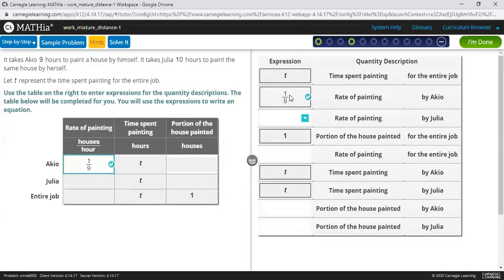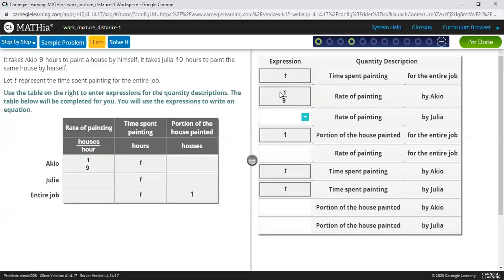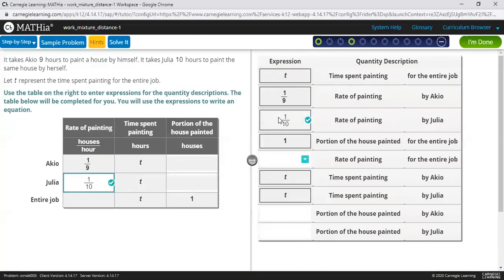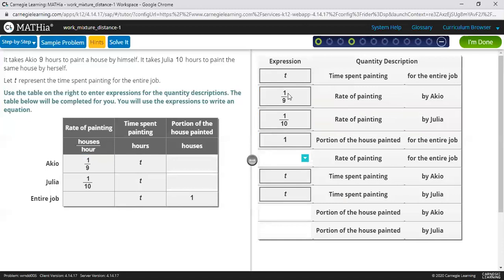And hopefully you can apply that same concept for Julia. So if it takes her 10 hours to paint the house by herself, then her rate is 1/10. So one whole house in 10 hours, right? Think about rate. It's like when I say speed, it's like miles per hour. So in this case, it's house per hour.